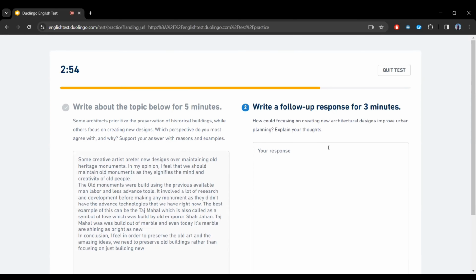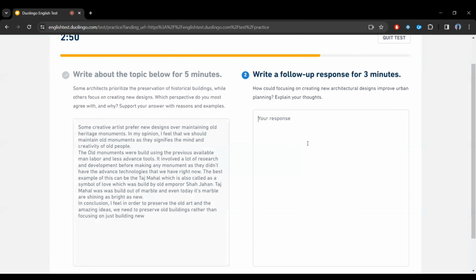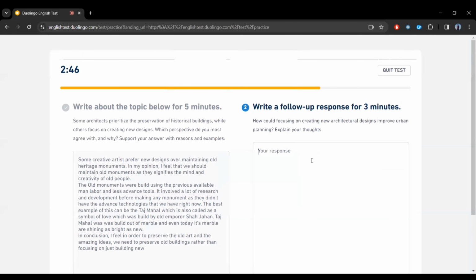Write a follow-up response in 3 minutes. How could focusing on creative new architectural design improve urban planning? Focusing on creating new architectural design.